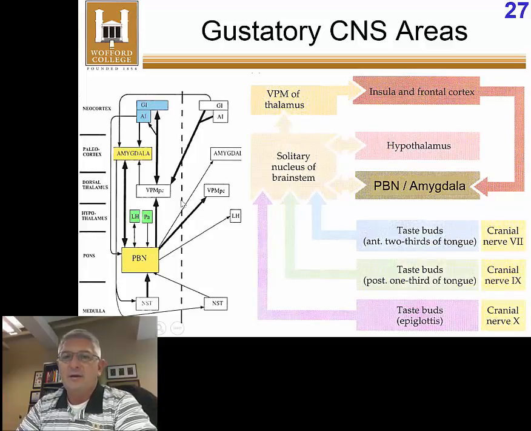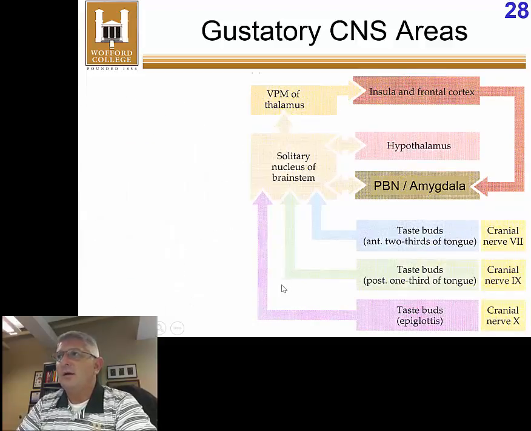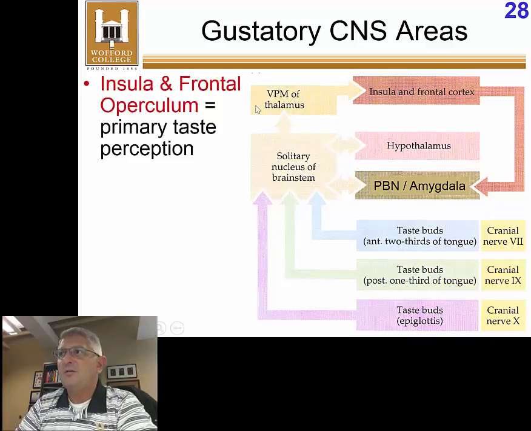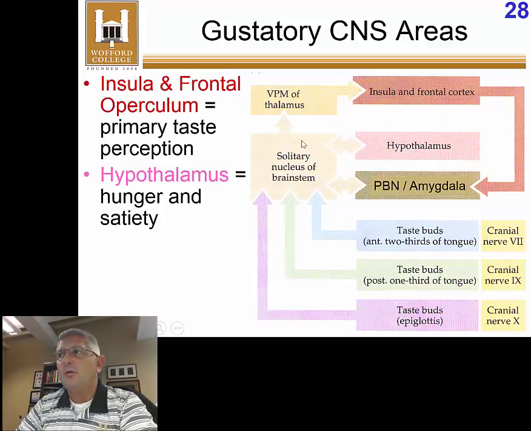I'd like to simplify this by looking at this circuit. And in this circuit, we have the three nerves coming into the NST. From the NST, we have three primary outputs: the PBN and amygdala, the hypothalamus, and the primary taste cortex. So the primary taste pathway goes through the VPM of the thalamus, ends up in the insular cortex, and then the frontal operculum, the OFC, for that flavor perception. And that's pretty much a one-way street, right? Afferent taste inputs coming in, ending up in our taste perception area.